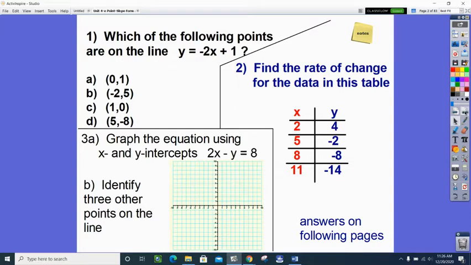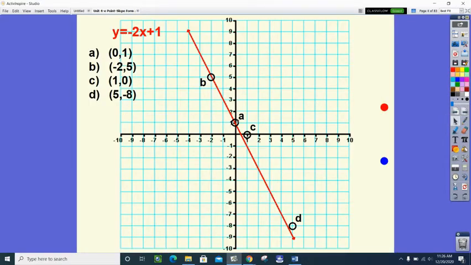So basically, I'm just going to show you the graph so you can see what would happen. I'm going to graph that line. There is the y-intercept of 1, down 2, over 1. I draw my line, and then I plotted 0, 1. He's on the red line. -2, 5. She's on the red line. 1, 0 is not, and 5, -8 is not. So you can see the picture there, but you didn't have to graph it to be able to do that.